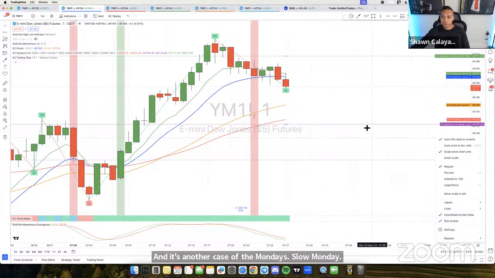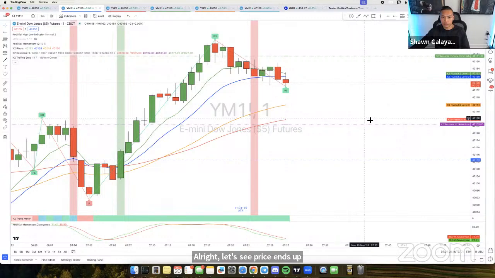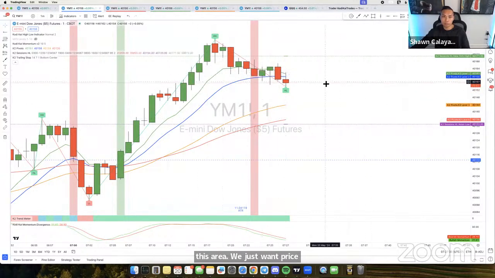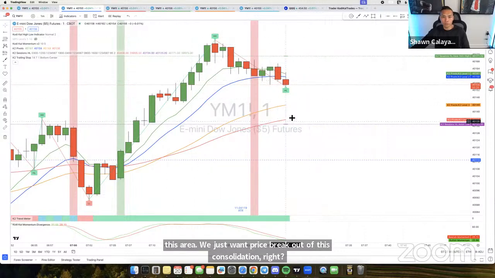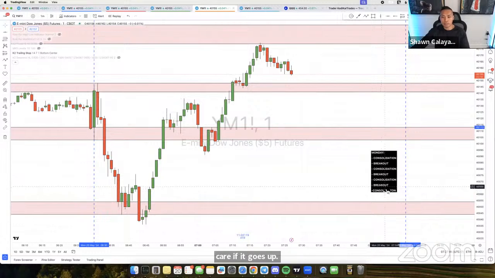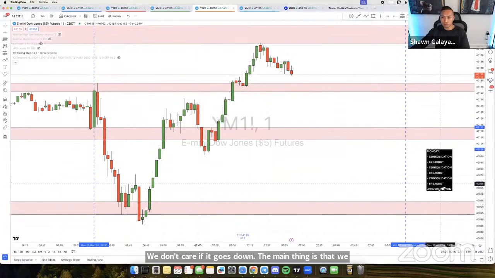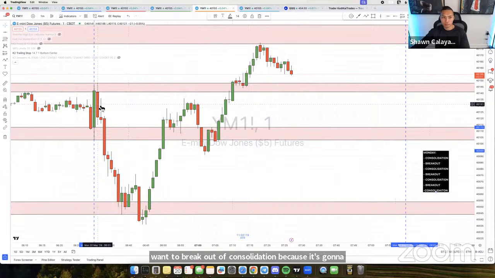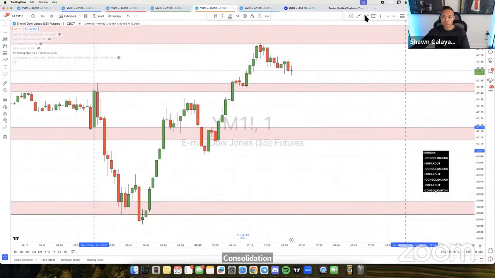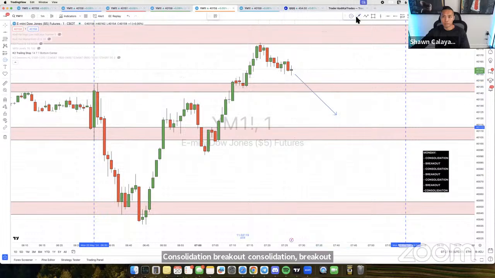All right, let's see if price ends up finally moving out of this area. We just want price to break out of this consolidation, right? That's the main thing that we're looking for. We don't care if it goes up. We don't care if it goes down. The main thing is that we want it to break out of the consolidation because it's going to follow with the framework that we've just identified for today. Consolidation, breakout, consolidation, breakout, consolidation. What's next? Breakout.